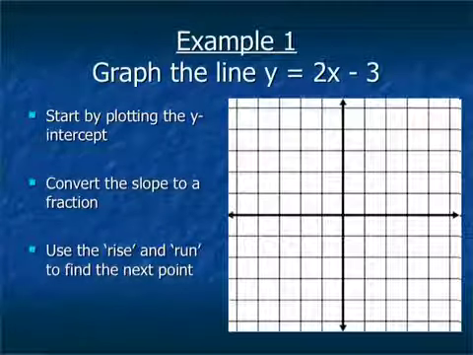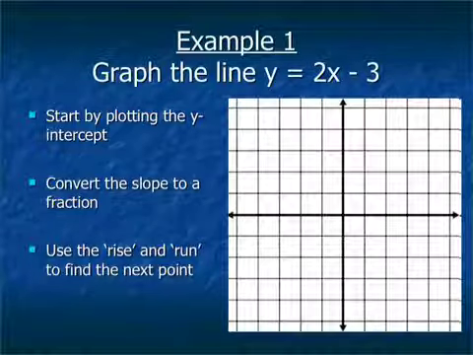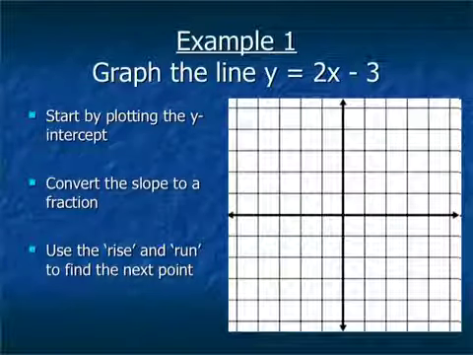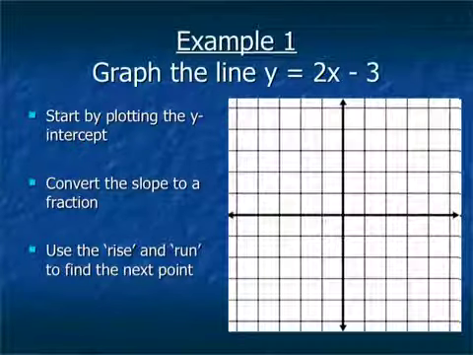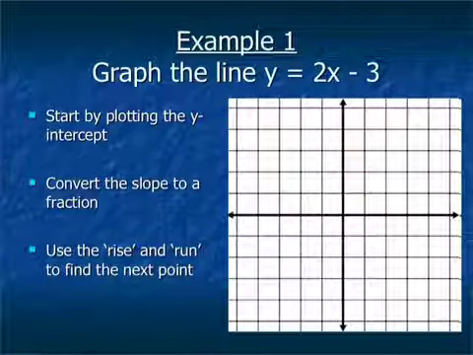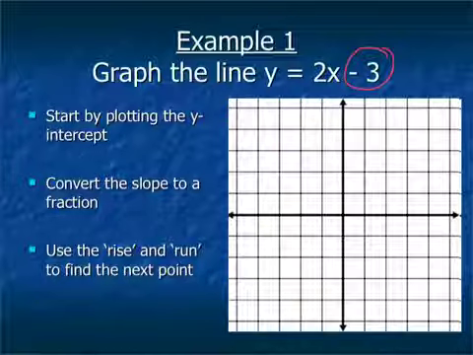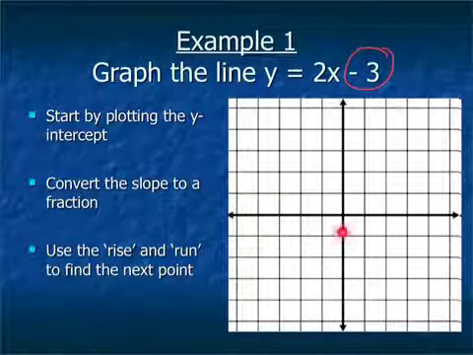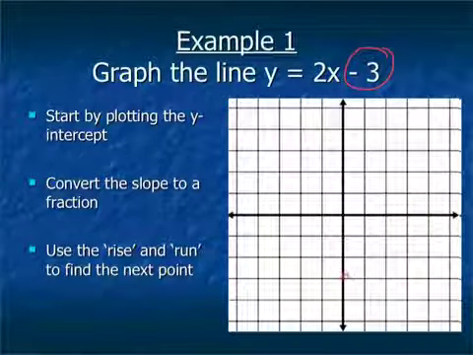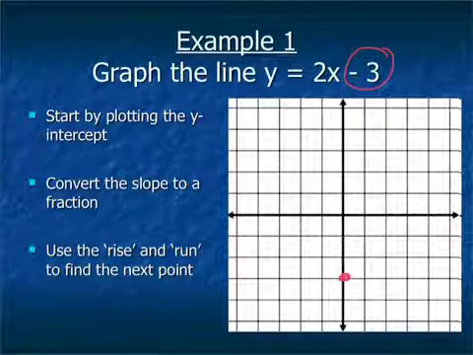So, my first example, y equals 2x minus 3. Start by plotting the y-intercept. Well, my y-intercept here is in the b position, so it's the negative 3. So I'm going to go to negative 3 on the y-axis. So 1, 2, 3, and I'm going to put a dot right there.